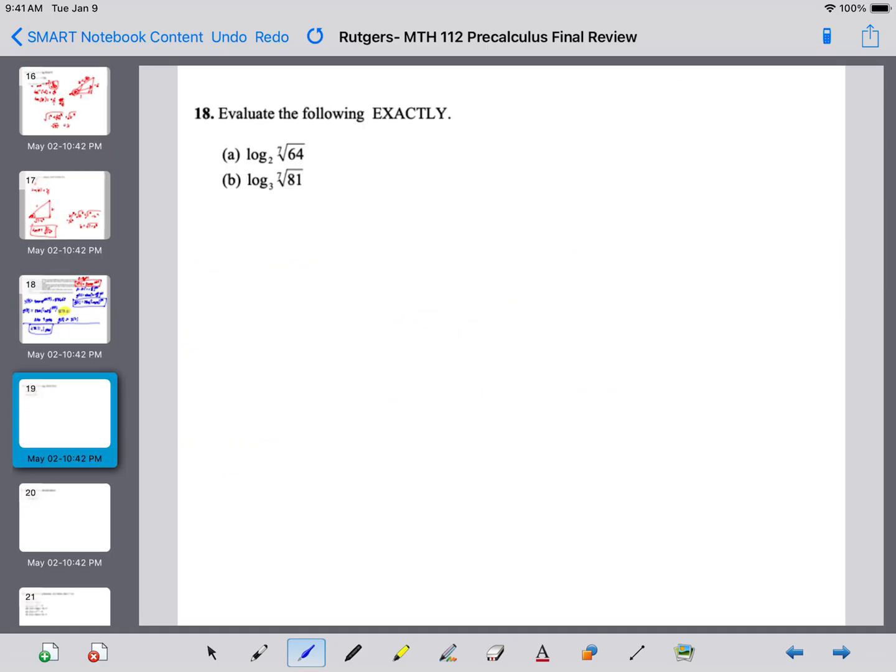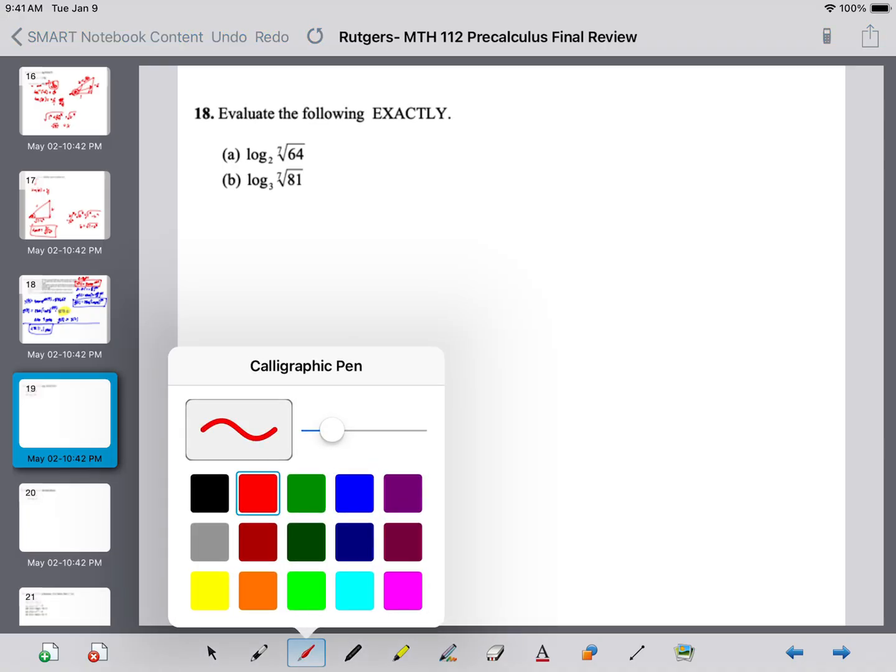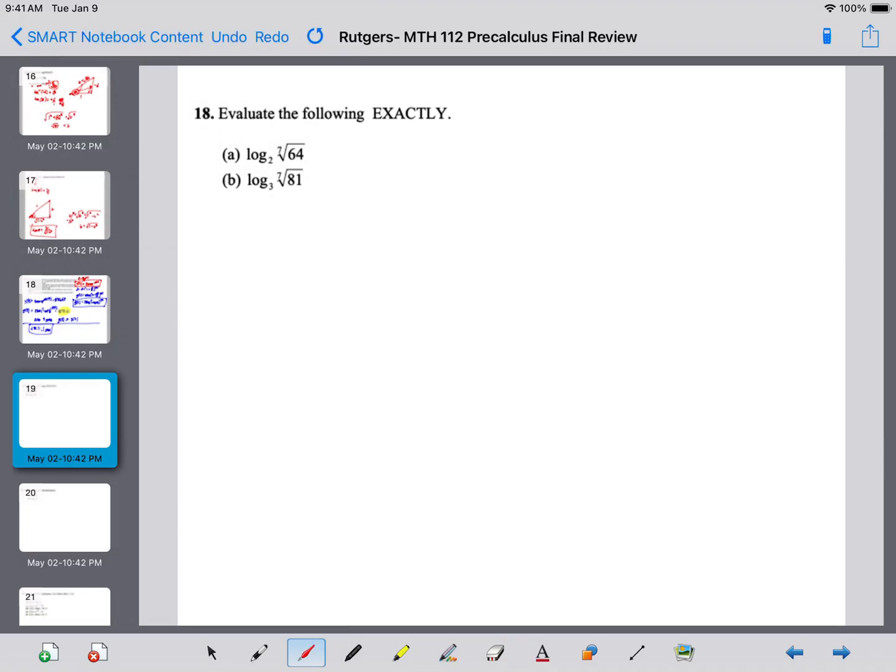Evaluate the following exactly. Notice there's no calculator, so we're going to have to find a common base. So it's probably going to be base 2, right? Log base 2 of the 7th root of 2 to the, let's say, it goes 2 to the second power is 4, third power 8, fourth power would be 16, fifth power would be 32, sixth power would be 64.